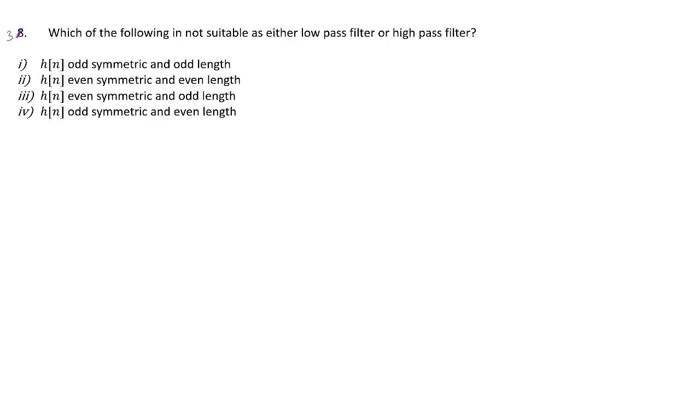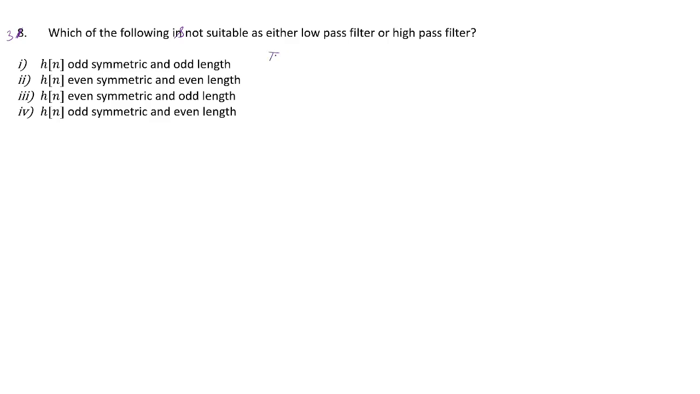The question asks which of the following is not suitable to be considered as either a low pass filter or a high pass filter. You see the answers; the first answer is h[n] odd symmetric and odd length. So the answer should be in terms of the properties of the impulse response.